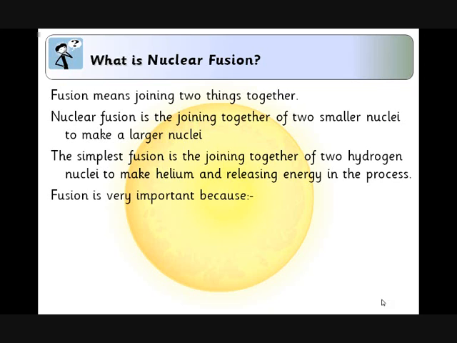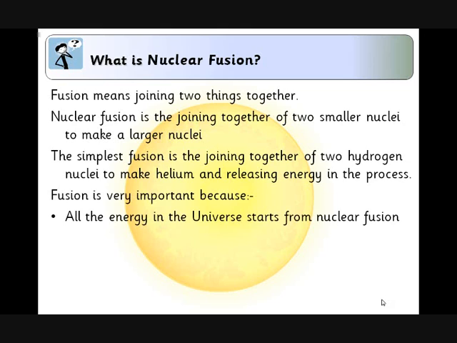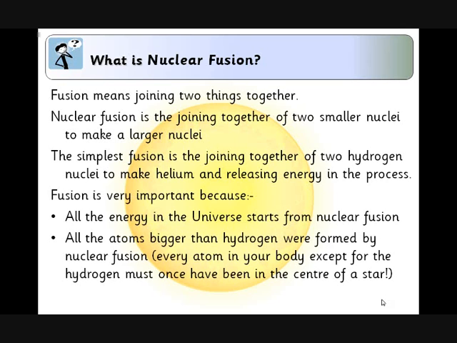It's absolutely crucial, fusion is, because basically all energy in the universe starts from nuclear fusion. And all the atoms bigger than hydrogen, so that's every single atom. Hydrogen has just got the one proton. Every other atom was formed doing nuclear fusion, so fusing hydrogen together to make larger and larger atoms. So every atom in your body, except for the hydrogen, you could argue must have once been in the centre of a star and formed by a star. We'll talk about that in the next lesson on star formation.